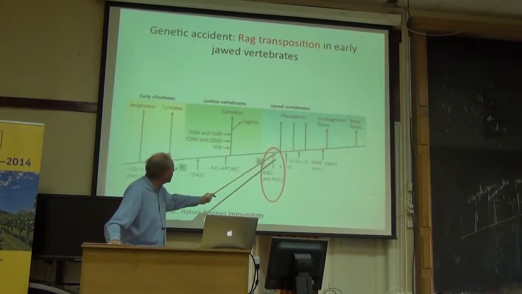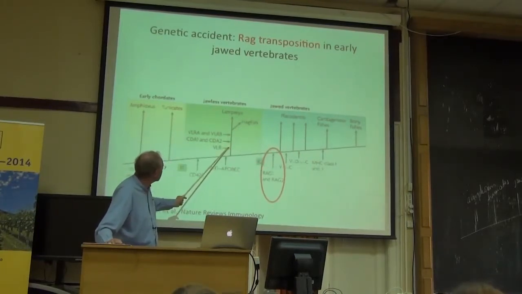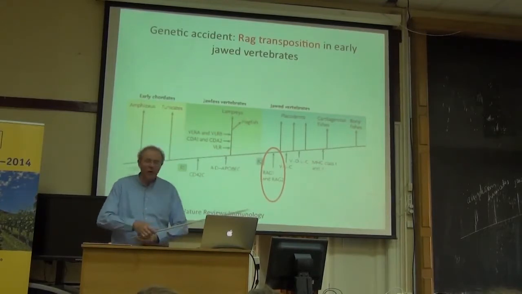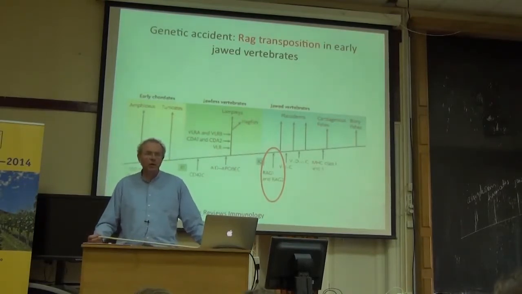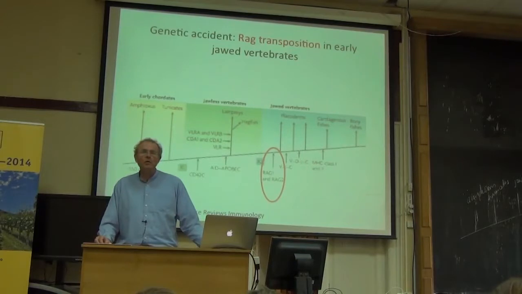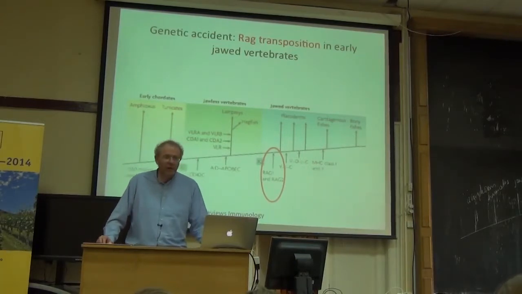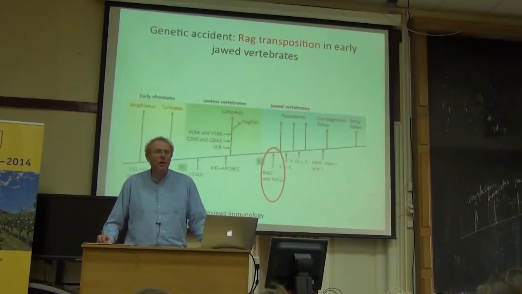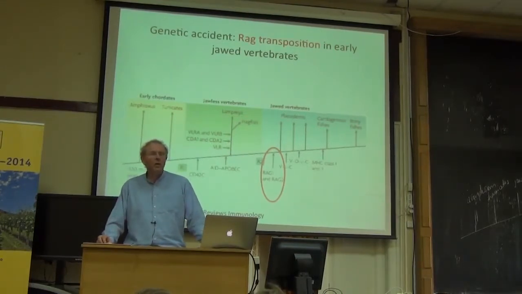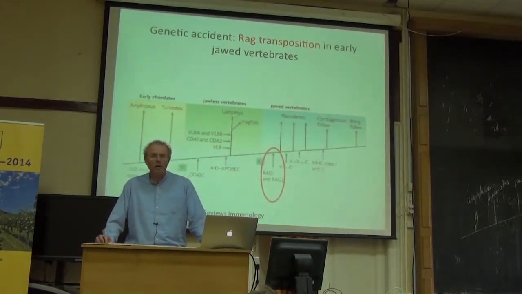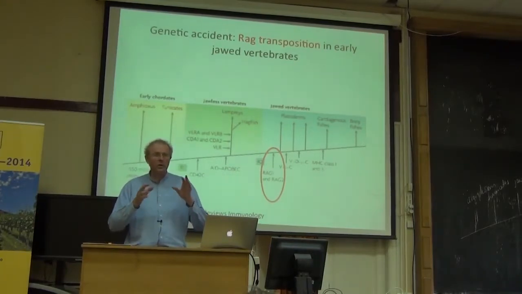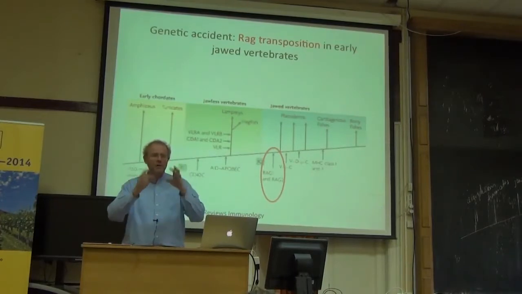And at some point after the jawless vertebrates split off from the jawed vertebrates, people think that a genetic transposition event occurred, a transposon, the identity of which has now been nailed down to be a so-called Transib transposon, invaded the genome of an early jawed vertebrate and brought in what we nowadays call RAG recombinases.